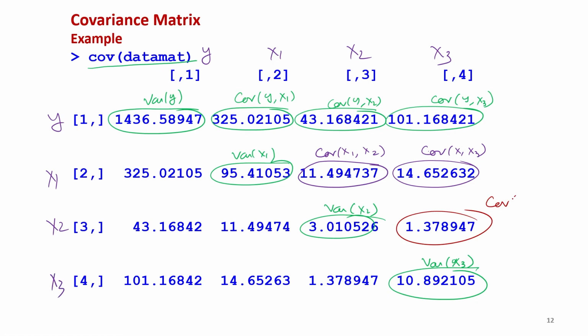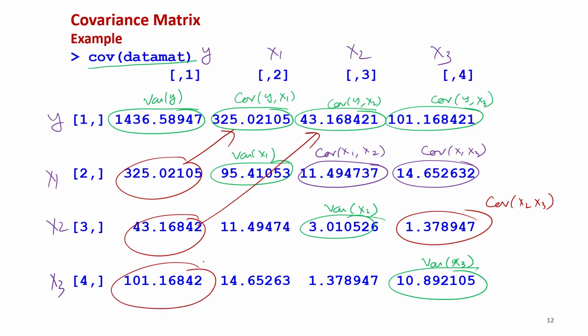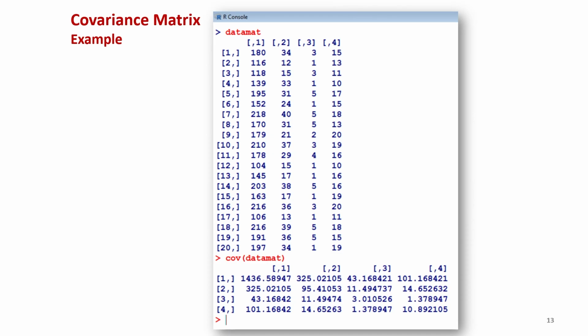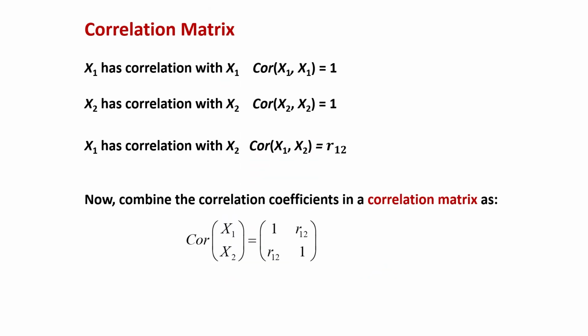This is the covariance between x2 and x3 and so on. And the lower diagonal is the same as the upper diagonal. You can see here this is the same as this, and this is the same as this, and so on. So this is how you have to interpret it, and this is the screenshot of the same operation.